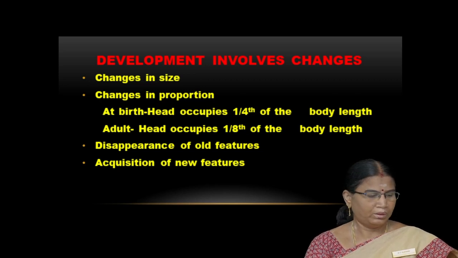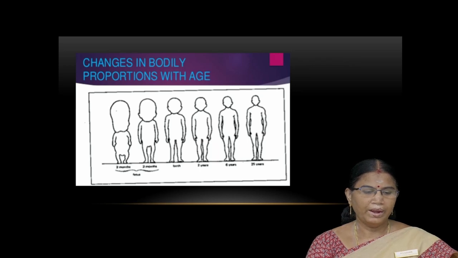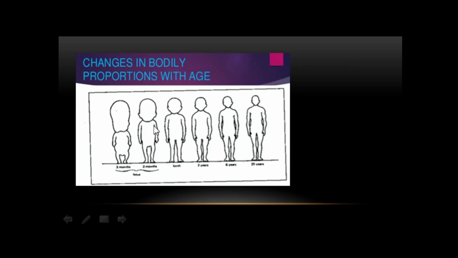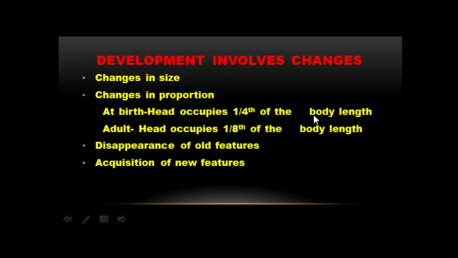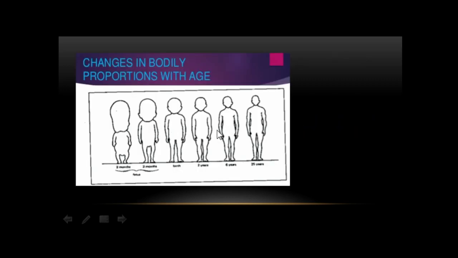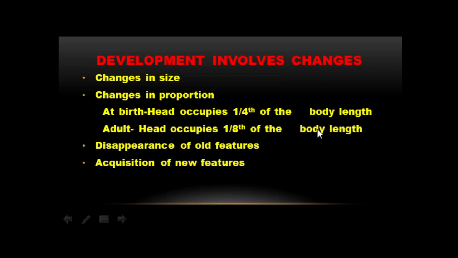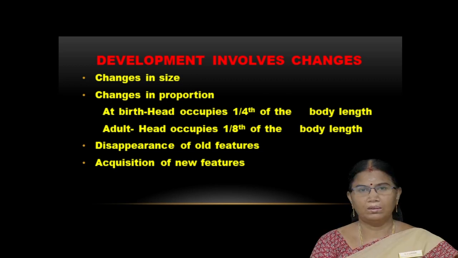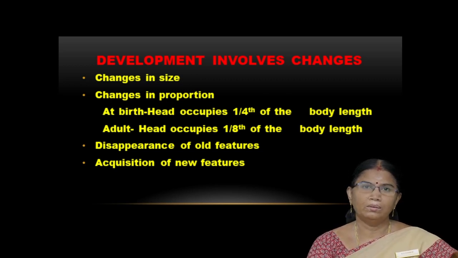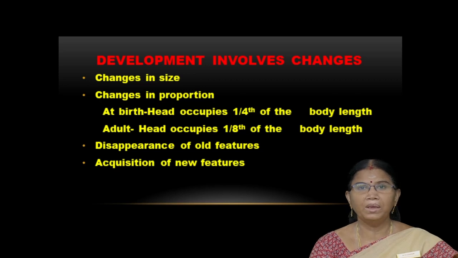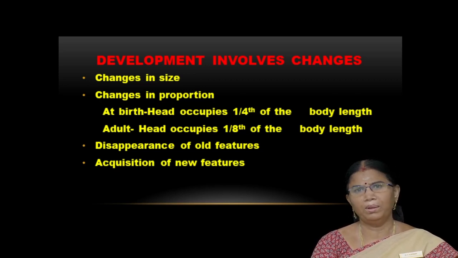Changes in proportion. When you see this picture, the head occupies, when you compare this with the adult, you can find the difference. So, at birth, the head occupies 1/4 of the body length. During the adult period, the head occupies 1/8 of the body length. Okay. Then, disappearance of old features. What are those features? Baby teeth fall off. Not only that, the baby hair also. Then old features like childish behavior, like crawling, creeping, all those things disappear.